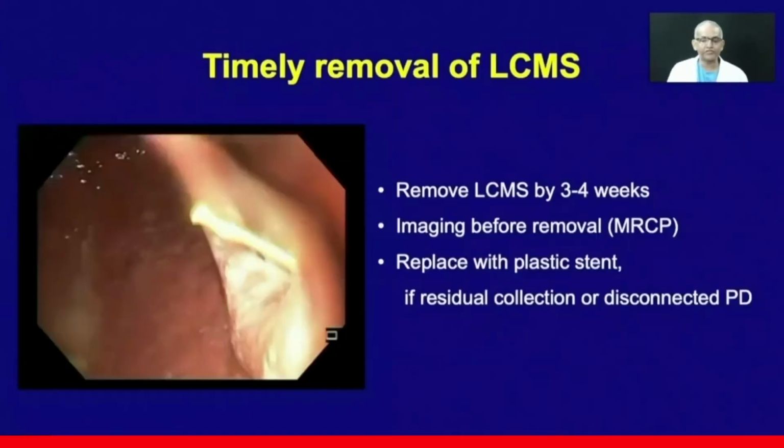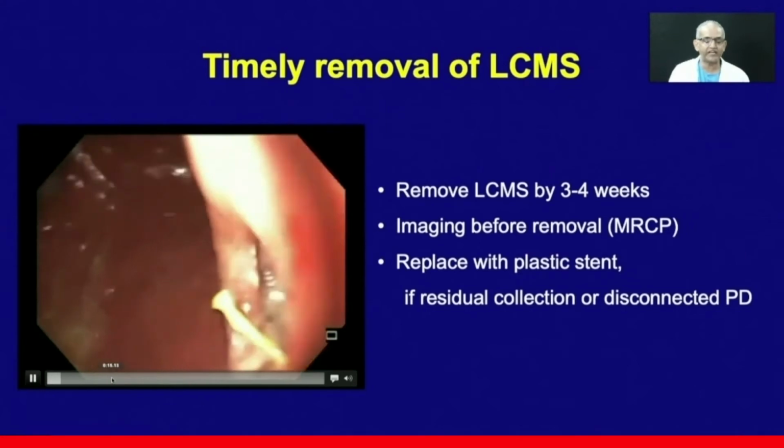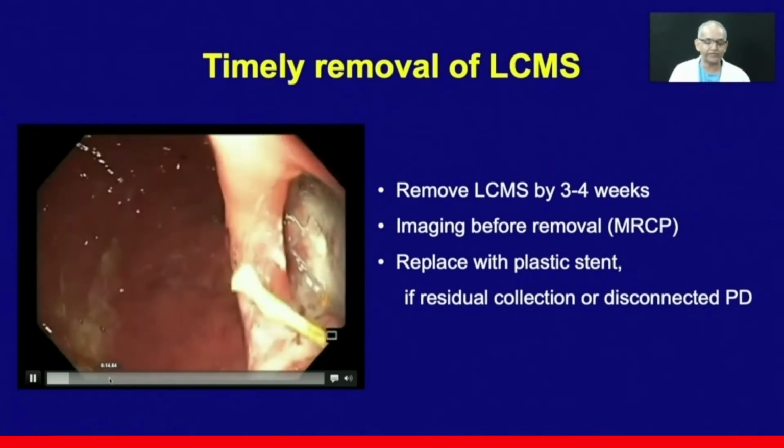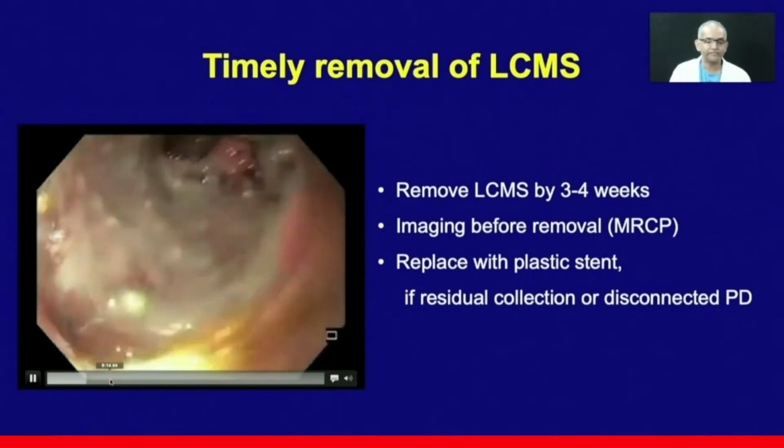This is the last video I'd like to share, which is about timely removal of these metal stents. They should be removed by 3 to 4 weeks. Otherwise, it can cause bleeding and other complications. As you can see in the video here, this is a stent which has been inside for long, and the patient forgot to come back in a timely period.